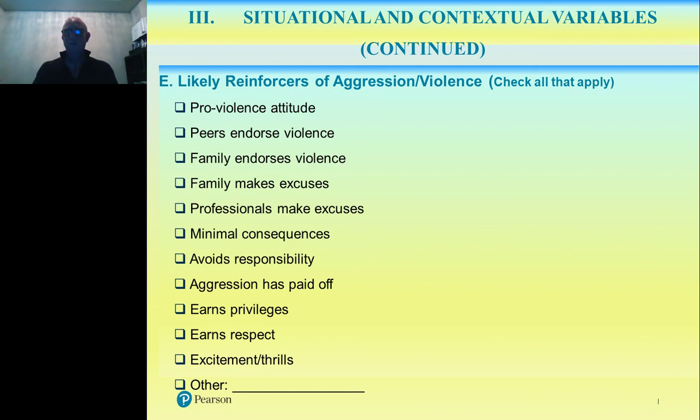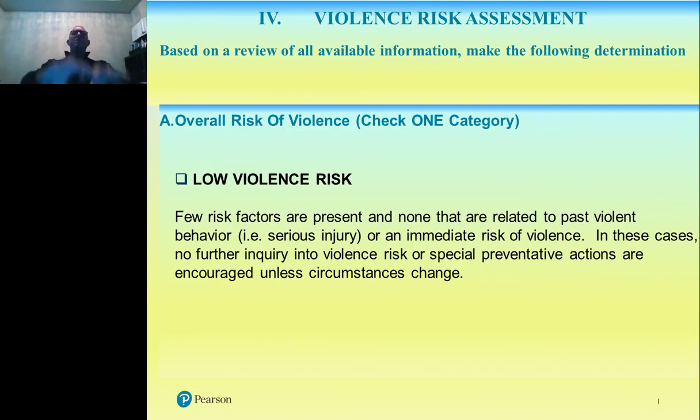And for thrill seekers, you're always looking for higher levels of stimulation because you get habituated to those lower levels. And so escalation becomes easier and easier over time. So pooling all these things together, why have we done all this? We are being asked to make an estimation of violence risk. So what is their overall risk of violence?